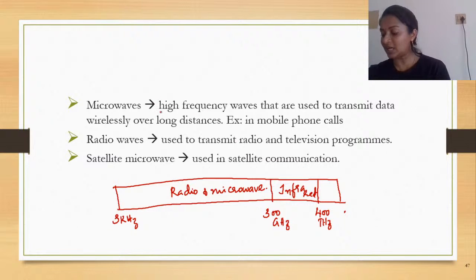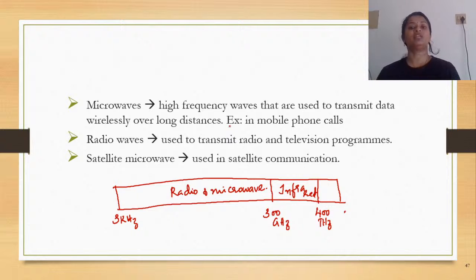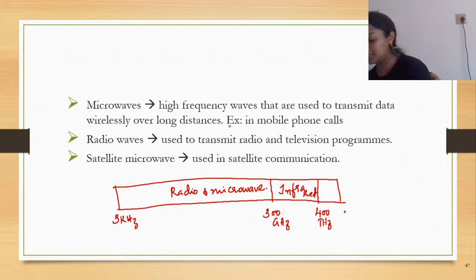The microwaves are the high frequency waves that are used to transmit the data wirelessly over long distance. When you're talking about mobile phone calls, these exactly are high frequency waves that are used to transmit data over longer distances, right?